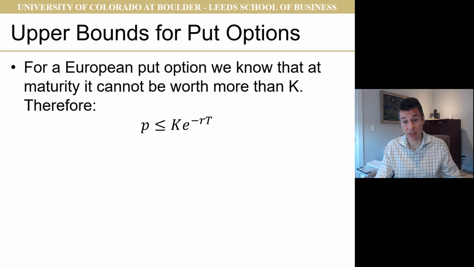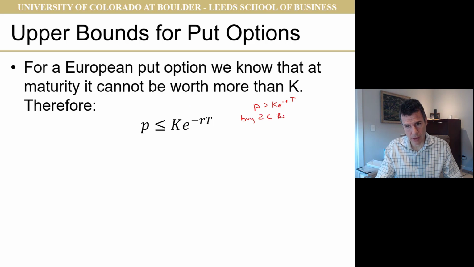Again, we can do our same trick and say, well, what if the put price were bigger than Ke^(-rT)? What do we do? Well, the put's expensive, the zero coupon bond's cheap. So buy a zero coupon bond paying K at T and sell the put.